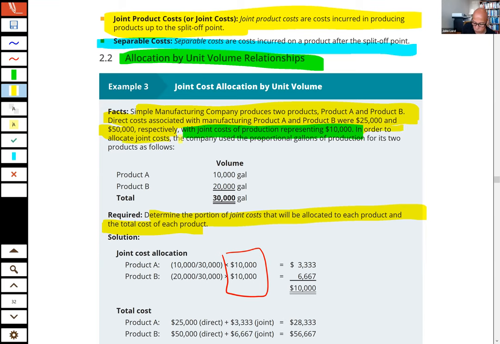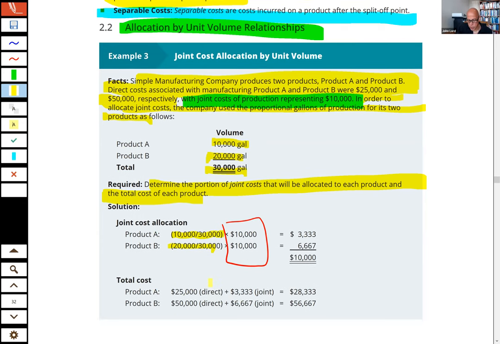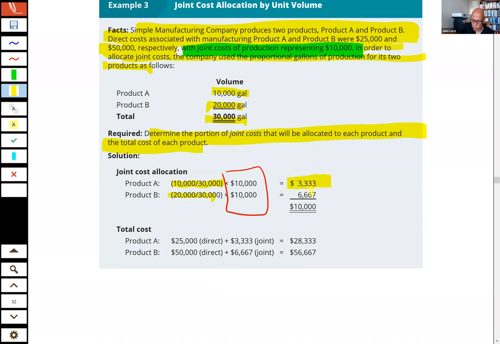In order to allocate the joint cost, the company uses the proportional gallons of production for its two products. They give me the gallons. And so we simply use the proportion of gallons for product A, product B, the total of 30,000. And that's how we allocate those joint costs, okay? Notice that they tell us the direct costs associated with manufacturing A and B, the 25 and the 50,000, are completely ignored here, right? We simply took the joint cost and used the volume information to assign those costs.